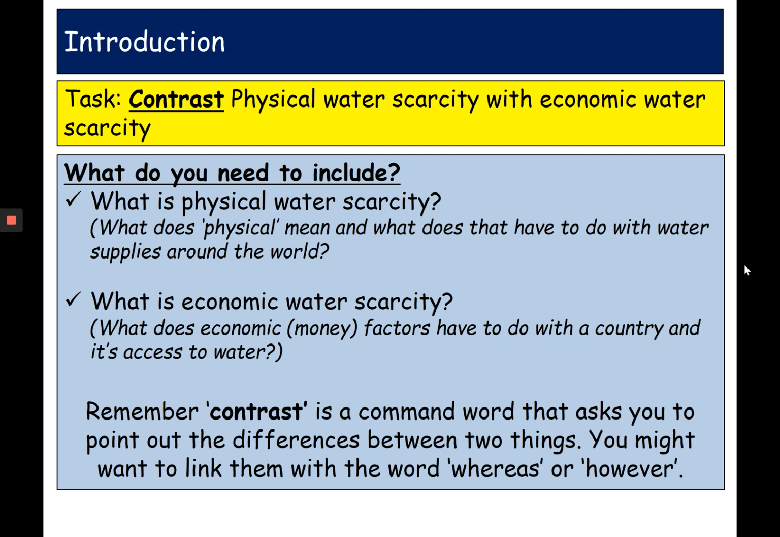So water scarcity is where there's not enough water. Think about the types of countries where that might be, and what natural reasons there are for that. And obviously, hopefully, you're going to think about climates for that.